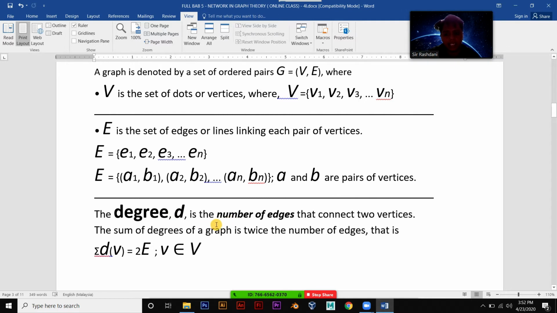Okay, degree is the number of edges that connect two vertices. These are the things that you need to know in this chapter. The first one is V, which is vertices or vertex, the second one is edges, and the third one is the degree of edges. The degree of edges, dv, is equal to 2 times E. Remember, this E is actually our edges. The degree is known as the number of edges that consist in that graph.